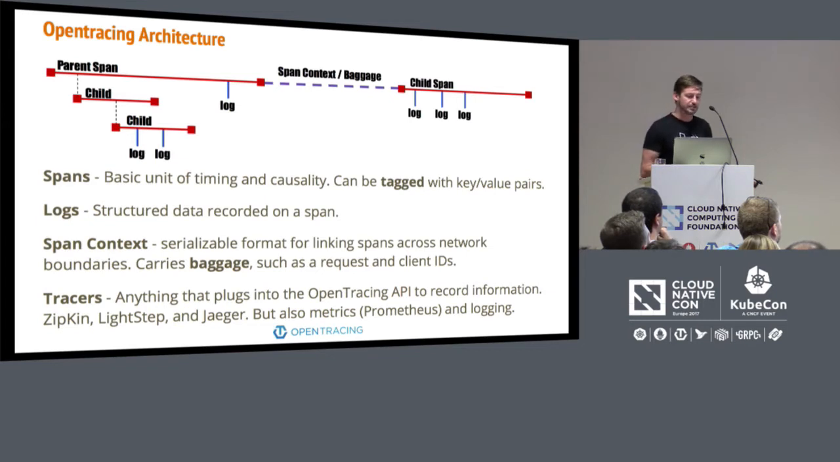And then the final piece of the API is the tracer API. And this is the part where you actually plug in your implementation. So you can write tracers that output to Zipkin, LightStep, but also, as we'll see later in this talk, metric solutions such as Prometheus.